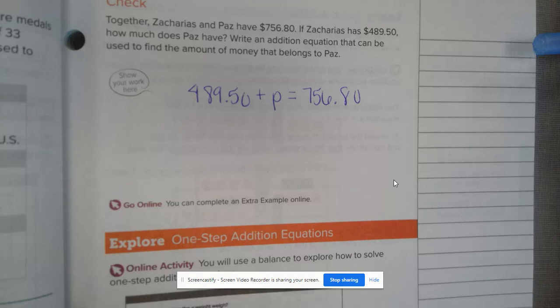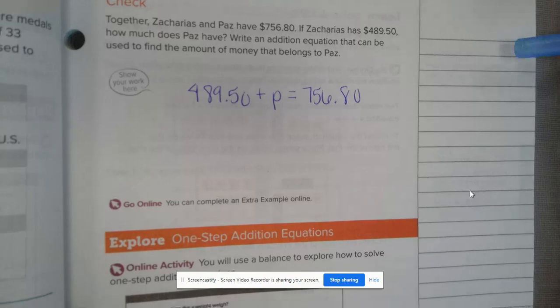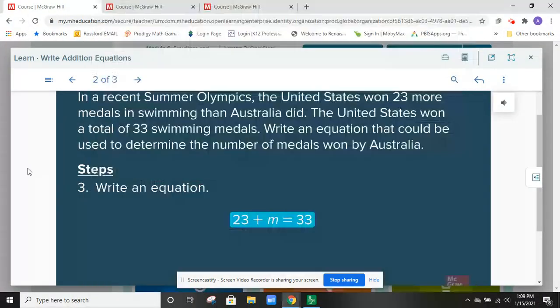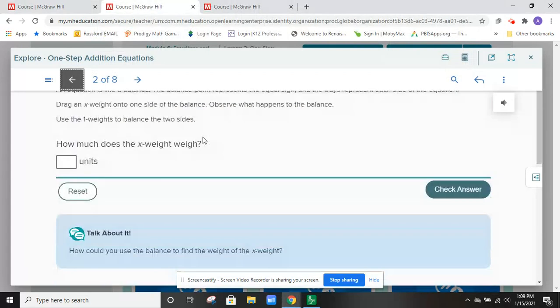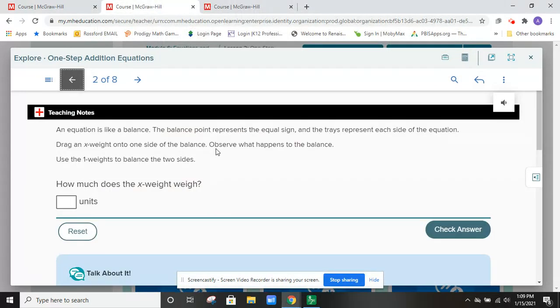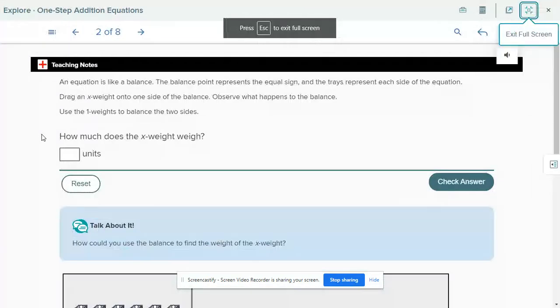Explore one-step addition equations. So in your online textbook, they have this cool feature where you can balance an equation. So let's play around with this. I'll do one example. And if you like this, you can get on your online textbook and play around with it. An equation is like a balance. The balance point represents the equal sign, and the tray represents each side of the equation. Drag an X weight onto one side of the balance and observe what happens to the balance. Use the one weights to balance the two sides.